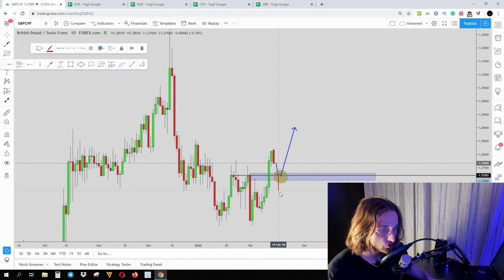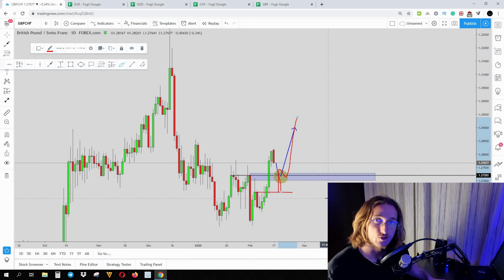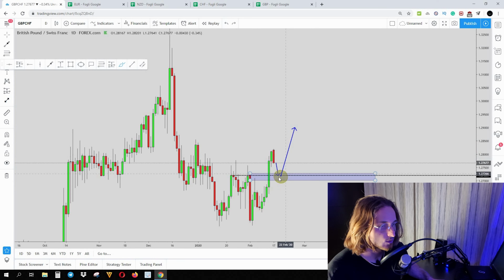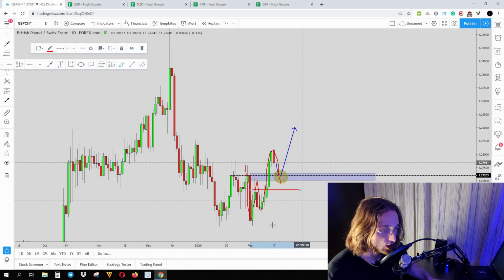Keep in mind that there is the possibility to go even lower, to test this zone, create a fake breakout of this level, then close back above, and then the market can make the push to the upside. It's definitely a possibility, and we will be prepared for it. Now, why is there a high probability for this fake breakout? Because the market has created this overextended W formation, and after an overextended W formation, usually the market is supposed to go for the retest of the neckline.